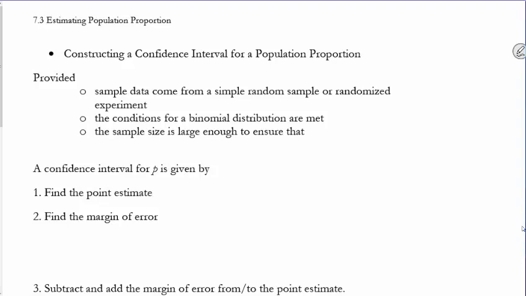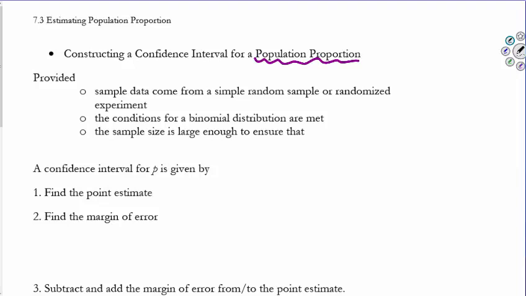In this section, we're estimating a population proportion. So the previous two sections were on population means, but now we're trying to guess what percentage of the population exhibit a certain characteristic. As long as we meet these assumptions, we can use the following formulas.